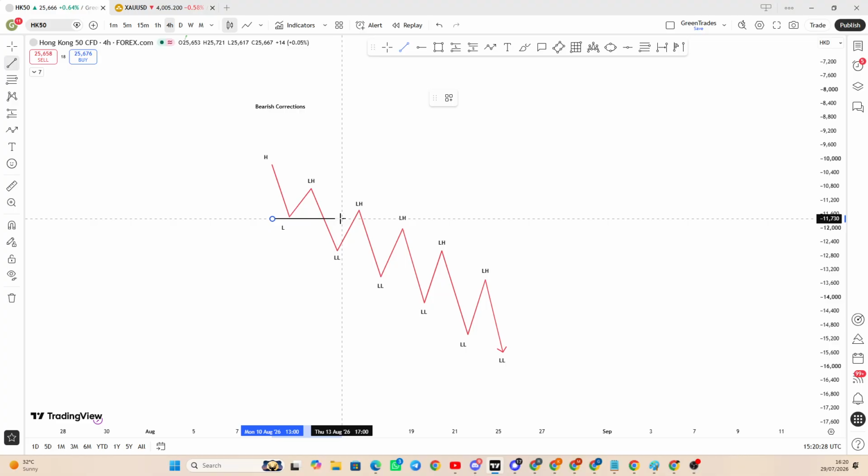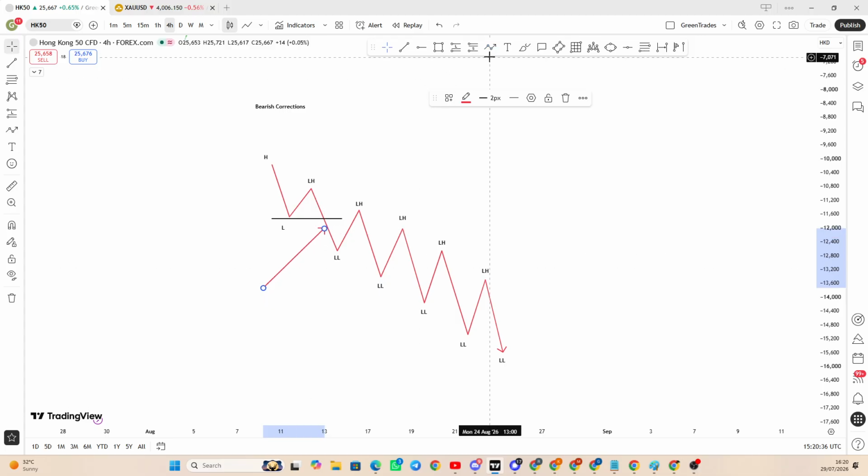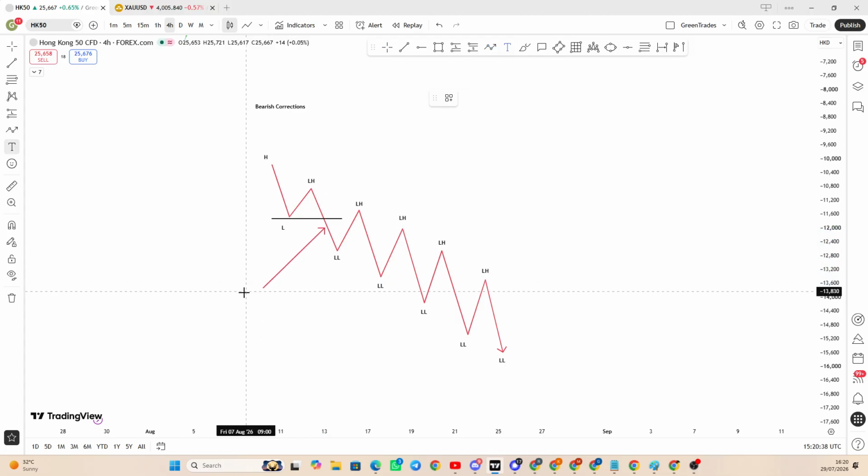So it broke that low. It gave us the indication. So that becomes our indication, right? This becomes our indication because it's telling us what the market wants to do right now.